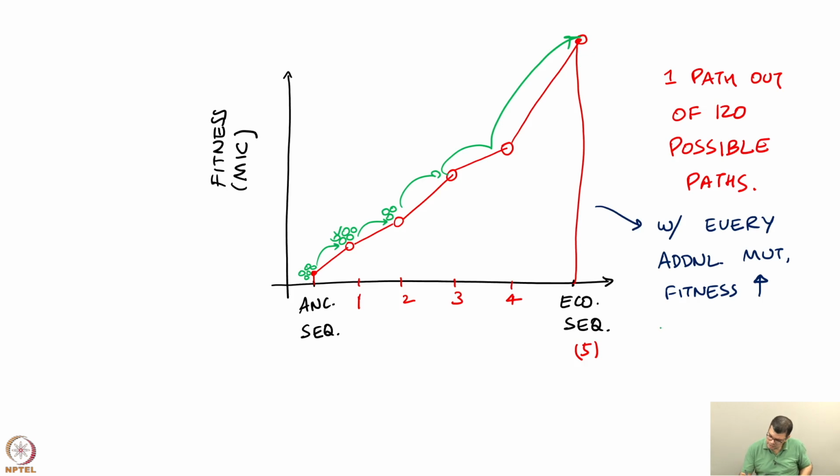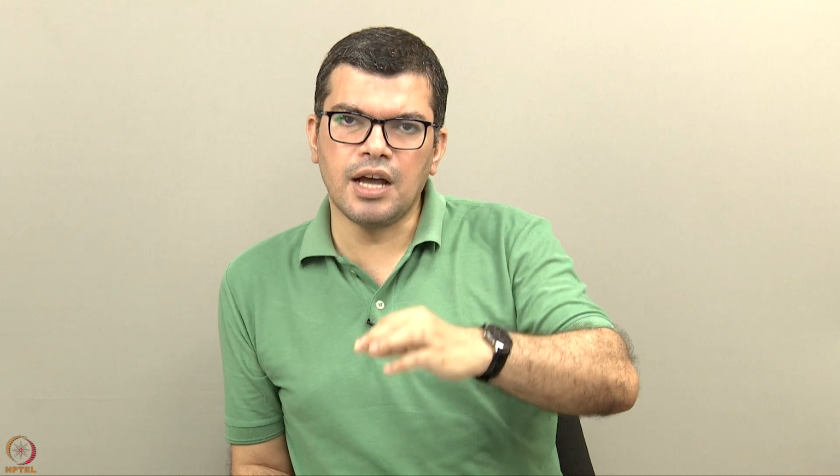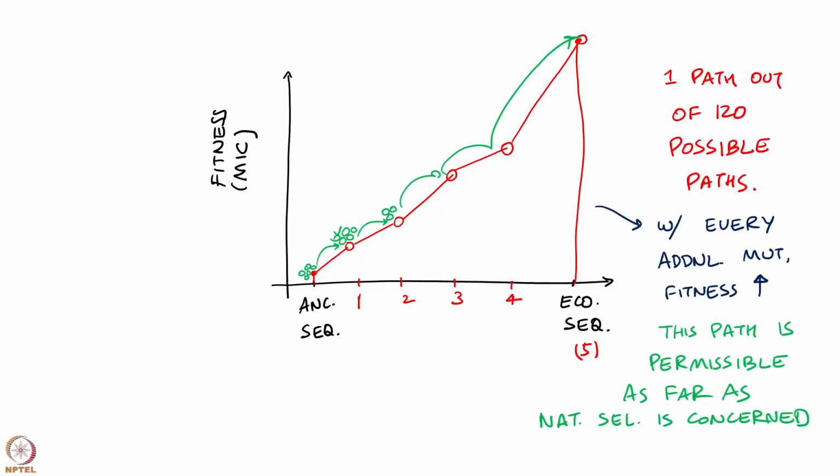As a result, we say that this path is permissible as far as natural selection is concerned. So, this path is permissible, it makes sense, and it is also a likely explanation of how the protein could have evolved. As the antibiotic concentration went up, increasingly higher MIC strains were getting selected for.